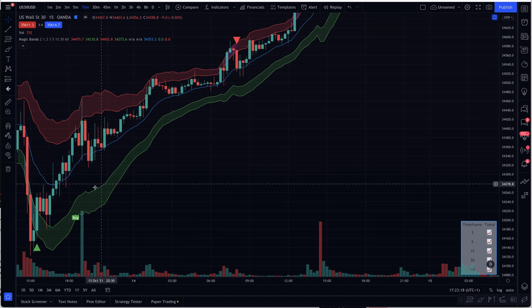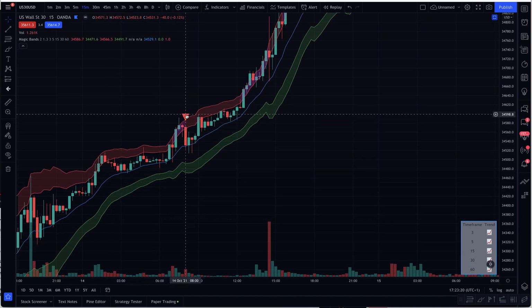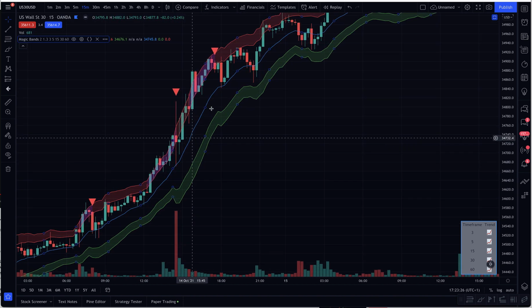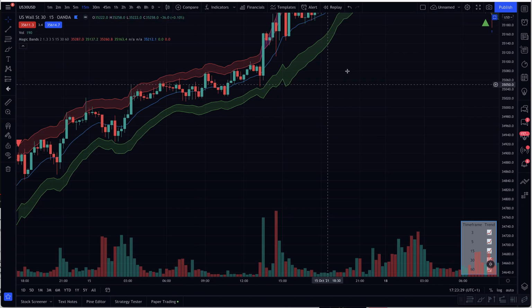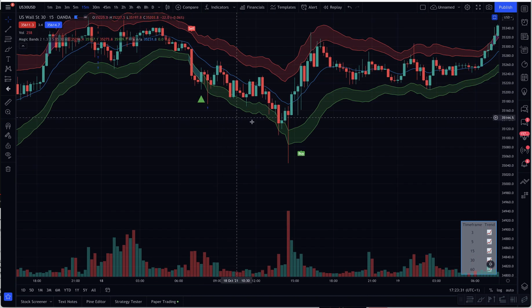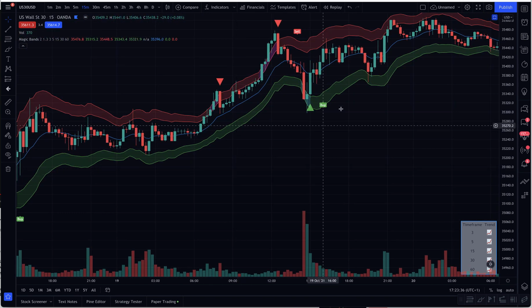So when you're in an uptrend, you should ignore these red triangles, or you can just use them as your take profit as well. Yeah, you can try around and see what happens. So like in this case, let me just show you another case.